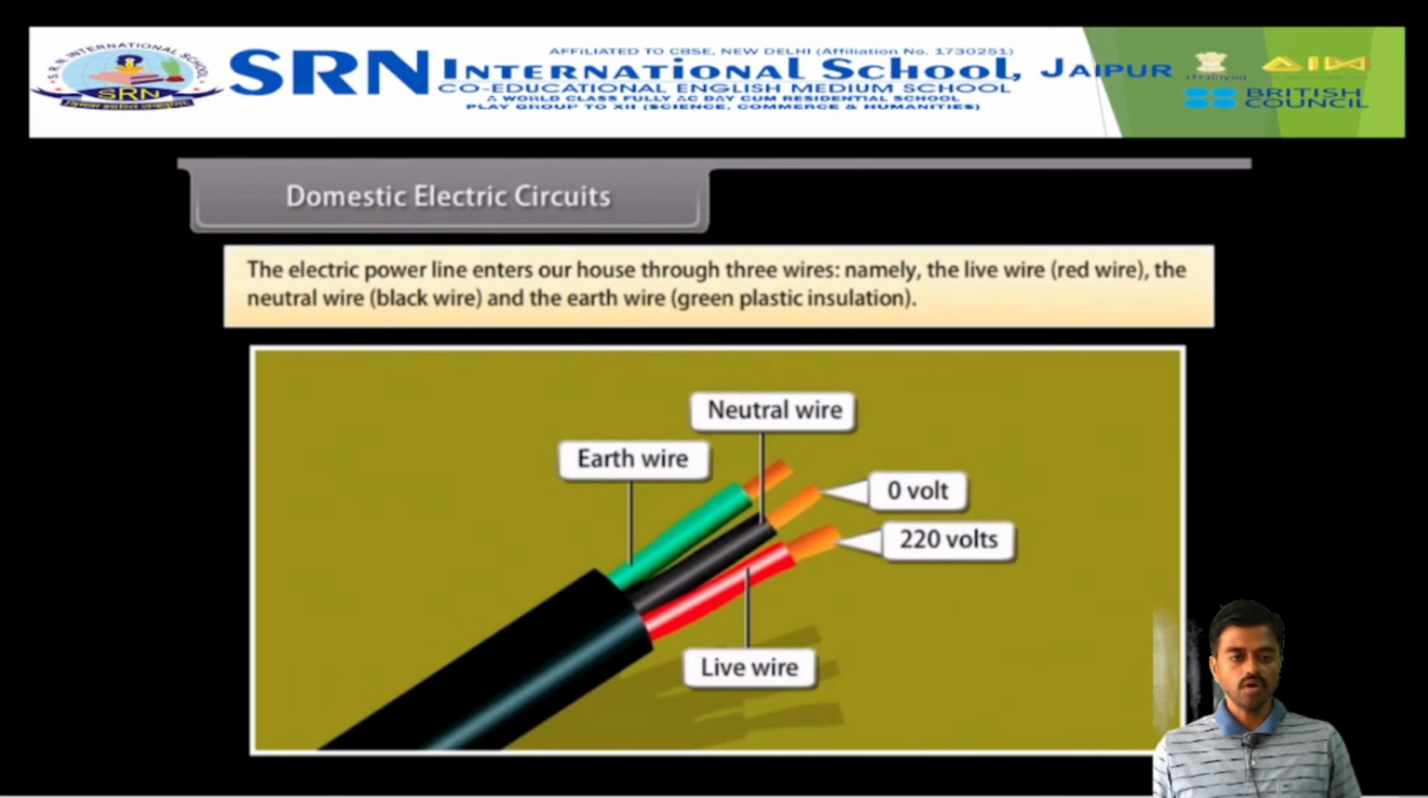So the electric power line enters our house through 3 wires, namely the live wire, which is red in color, the neutral wire, which is black in color, and the earth wire, generally green in color, and all these wires are insulated with plastic so that there is no contact among these wires. So green shows the earth wire, then neutral means 0 volt, and the live wire has the maximum voltage, that is 220 volt.